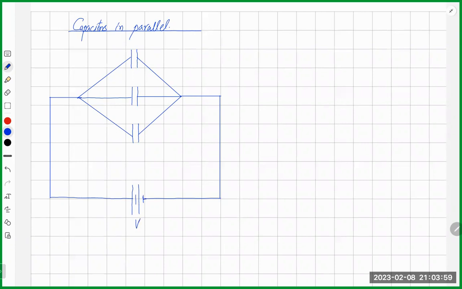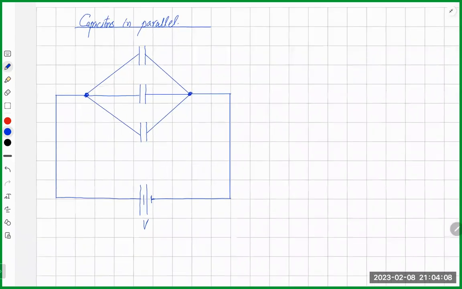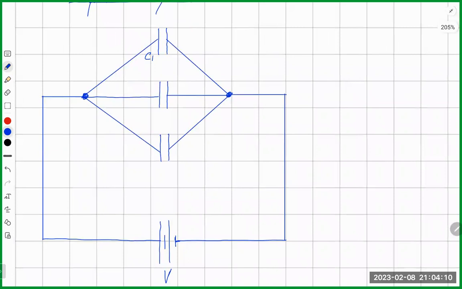So there is a potential difference of V provided over here, EMF of V. This is a junction. This is capacitor C1, this is capacitor C2, this is capacitor C3. What will be same for all 3 capacitors? Answer is potential difference. They all will be getting the same potential difference. What will be different for these capacitors? Answer is current or charge.